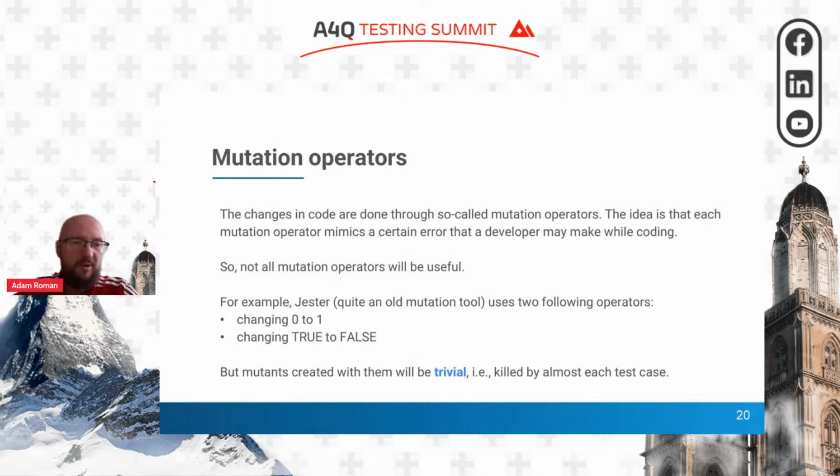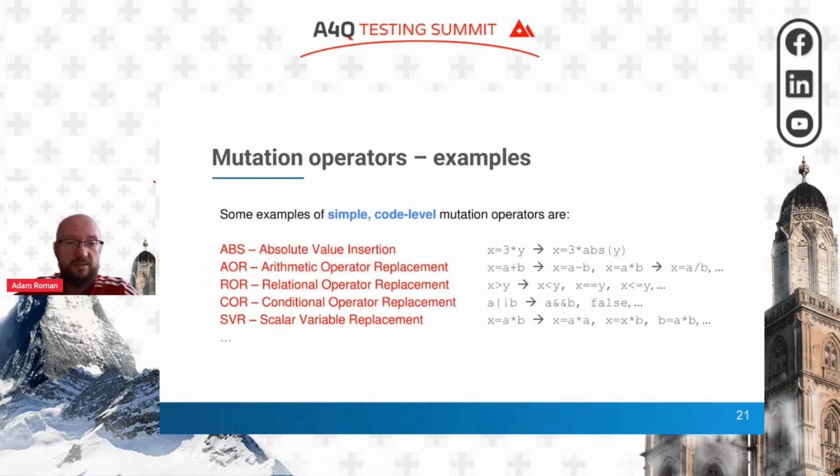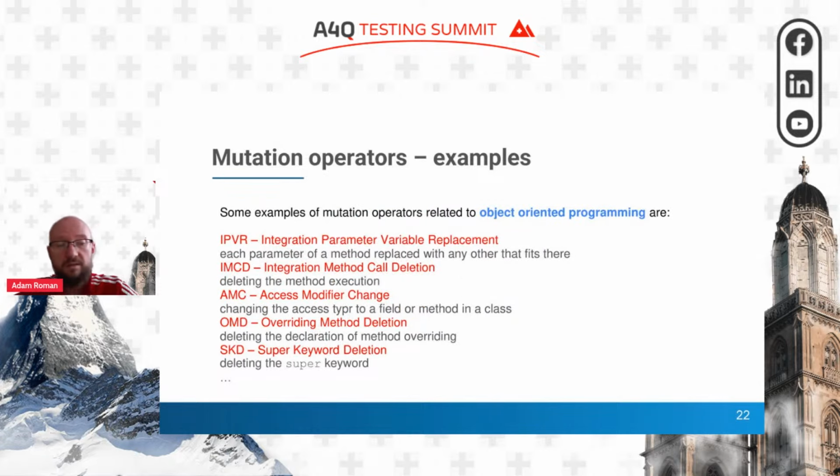So the whole point in mutation testing is to design and use good mutation operators, strong mutation operators. Here are some examples of simple operators related to arithmetic operations, relational operations. So we can change plus to minus, we can change y to absolute value of y, and so on. These are simple changes. We can also make mutations on the object-oriented level.